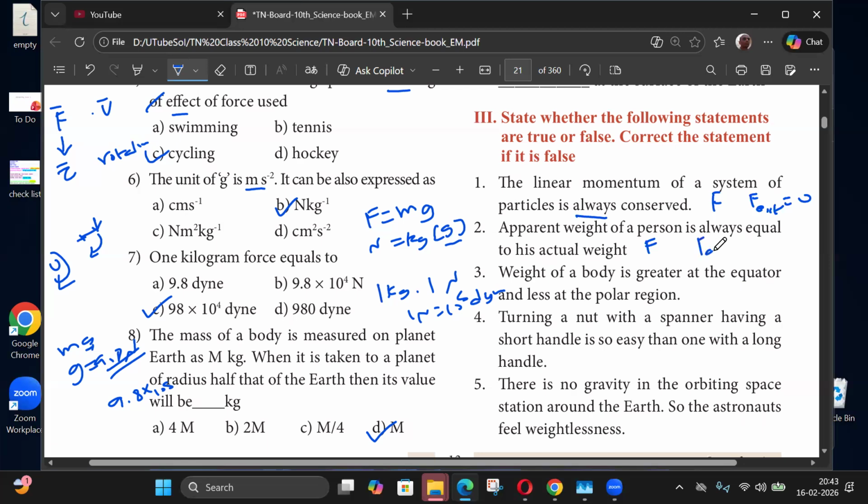The second one is also false. Apparent weight equal to actual weight, on Earth only? This is a vague question. What is the apparent weight? That's not clear. See, weight is basically the force between the person and the Earth, or the mass and the Earth. If I'm going to another planet, then it's the force between me and the planet. The mass of the planet is different, so it could be different.